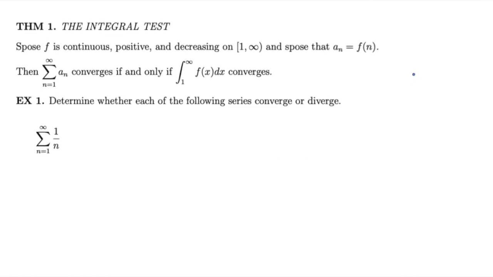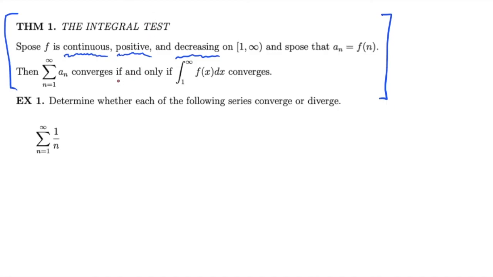We call this the integral test, and it says if f has three important properties: the function needs to be continuous, it needs to be positive, and it needs to be decreasing from x equals 1 to infinity. And if we suppose there is an equality between our function and the sequence when we evaluate the function on positive integers, then the series will converge if and only if the corresponding improper integral also converges.